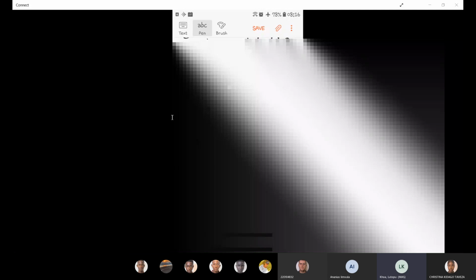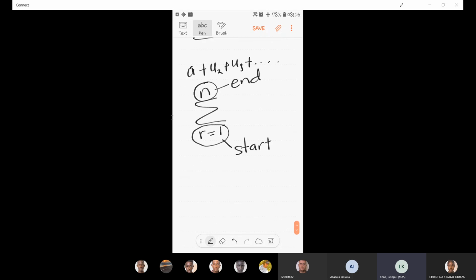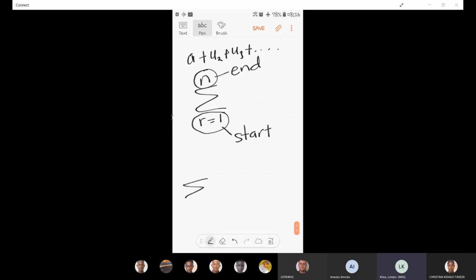Now you'll notice with your sigma, you have limits. So you have, for example, R is equal to 1 and n. This is your starting point. And this one here tells you where to end. Okay, so it's easy to look at an example. Let's say we have the sum where A is equal to 1 to 4 of A squared.